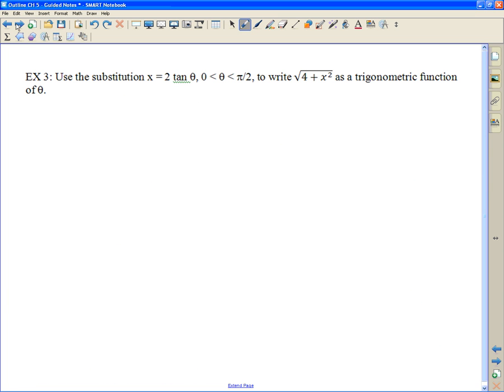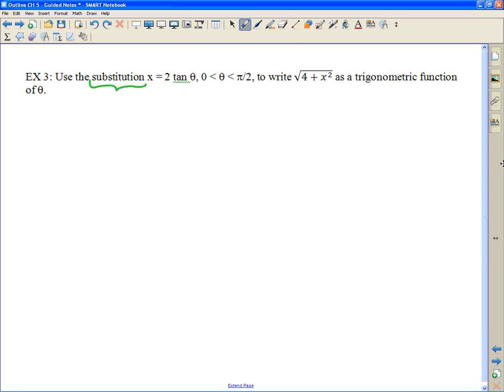Two more examples for today. These will look very different than the things that we've been doing. However, you're using this idea of substitution to work with an expression or an equation. It's an expression in this case. It says use the substitution x equals 2 tangent of theta for 0 is less than theta, which is less than pi over 2, to write 4 plus x squared as a trigonometric function of theta.